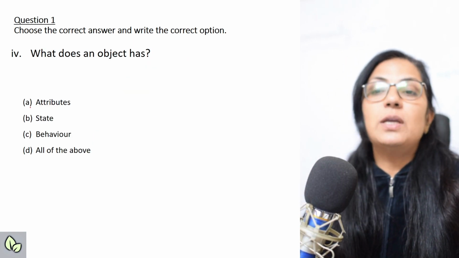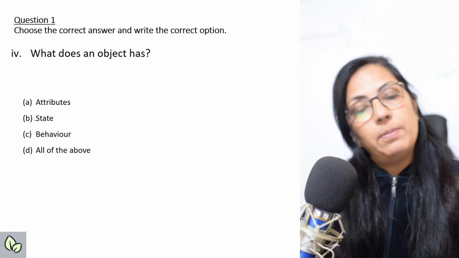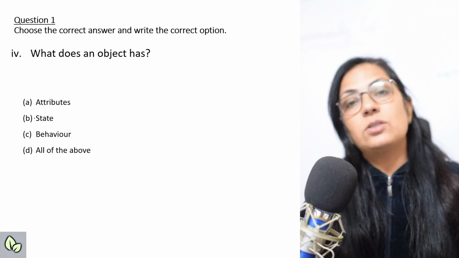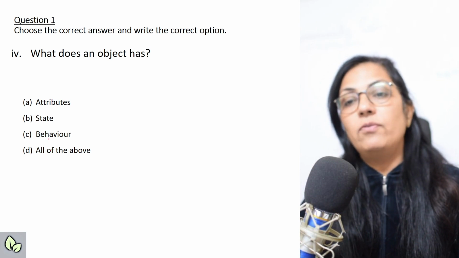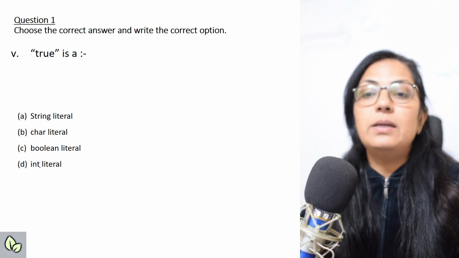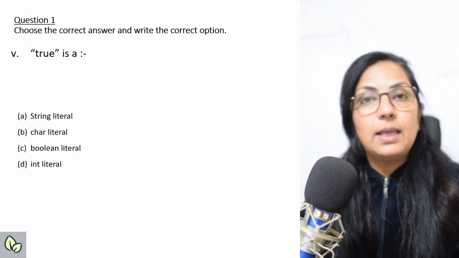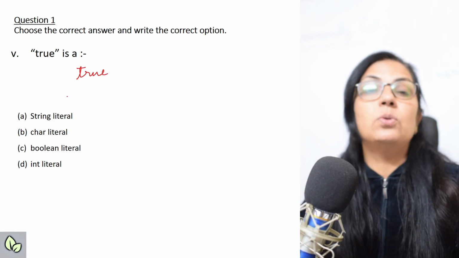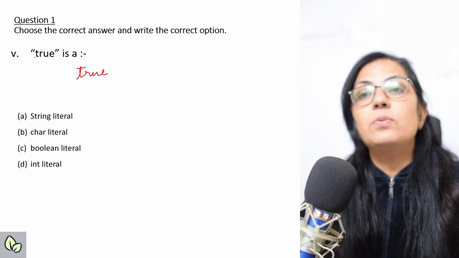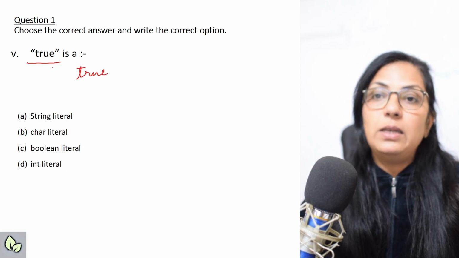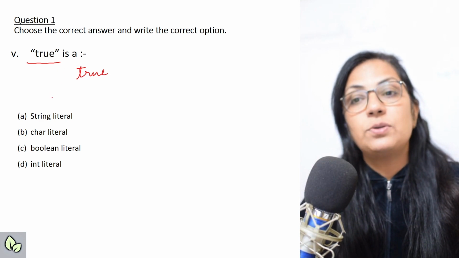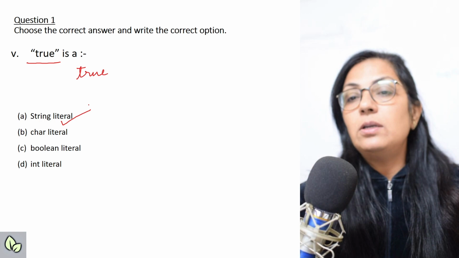Next one. What does an object has? Attributes, state, behavior, all of the above. Children, all of you have done this definition. An object is an entity which has some state, its attributes and behavior are there. So all of the above is the correct answer. Next one. True is a string literal, char literal, boolean literal और I literal. Boolean हो सकता है. कब हो सकता है boolean? अगर ये केवल true होता, right? In boolean we have true and false, but those true and false are never enclosed within double quotes. डबल कोट्स में अगर कोई वैल्यू लिखी है then irrespective of the value whatever is there in that it is always string literal, right? So it is string constant or string literal.